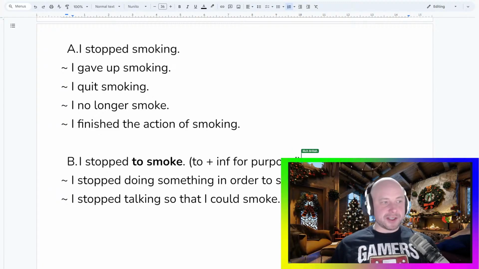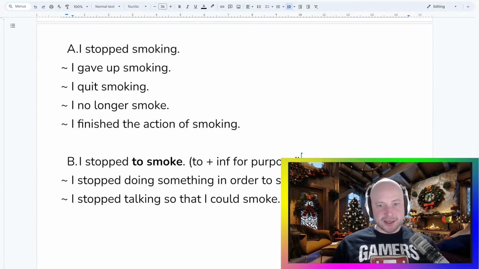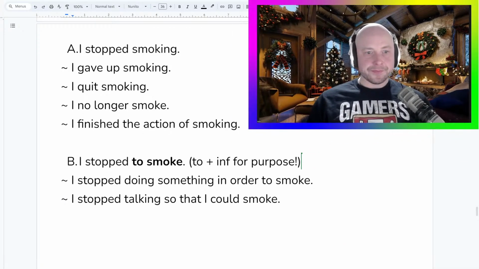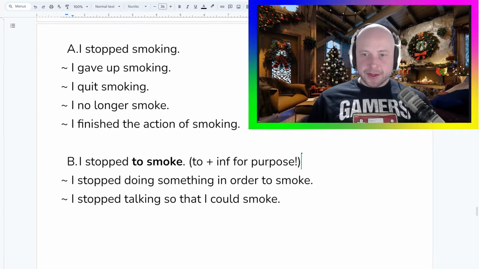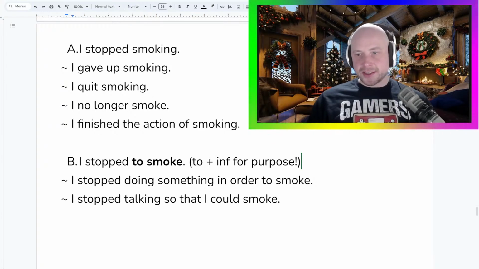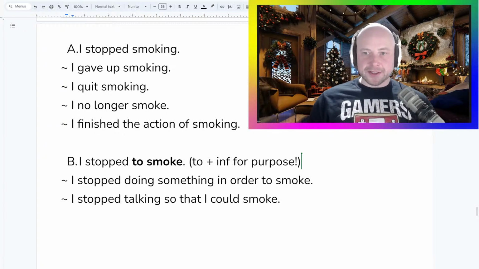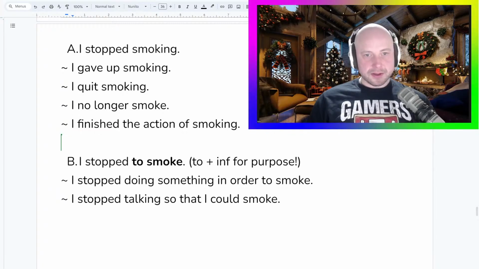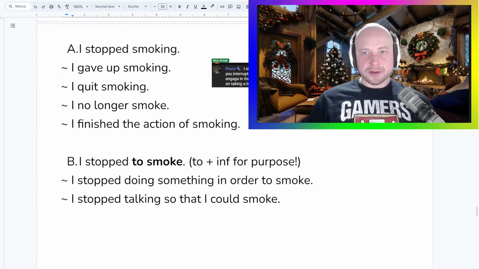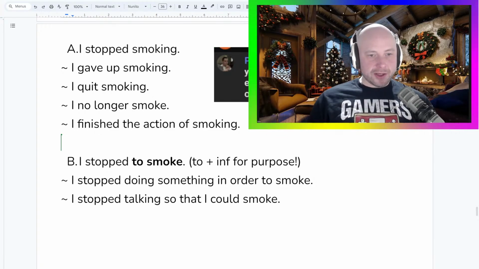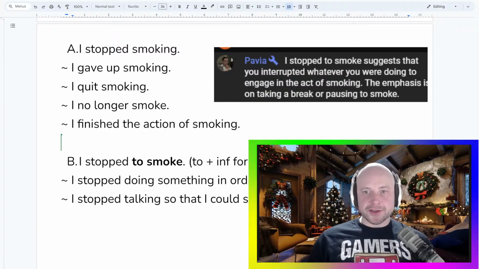Remember, we talked about using to plus infinitive for purpose or reason. And that's what that is. It's to plus infinitive for purpose or reason. So there's quite a big difference with that one, isn't there? And Pavia gives a good explanation there. She says, I stopped to smoke suggests that you interrupted whatever you were doing to engage in the act of smoking. The emphasis is on taking a break or pausing to smoke. That's perfect. Thank you. You are enshrined for all eternity on the notes for today's stream, Pavia. Well done.